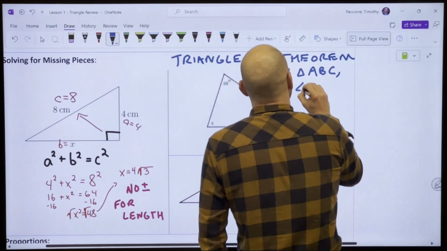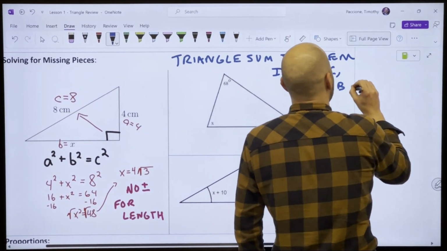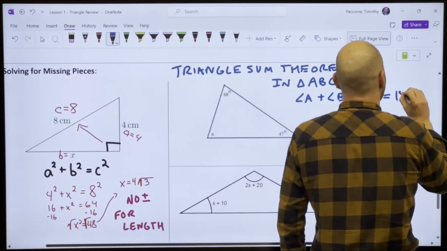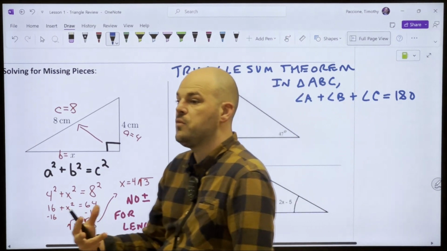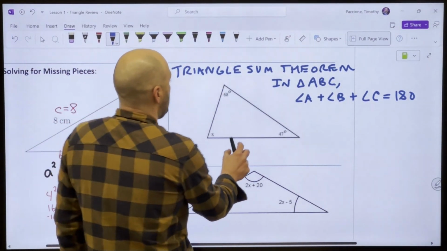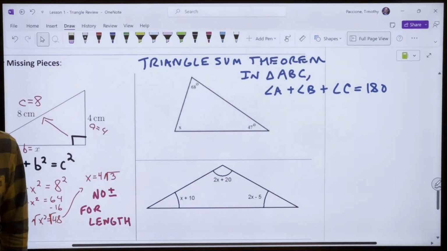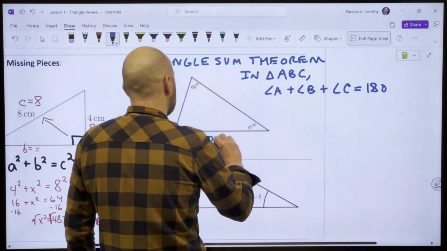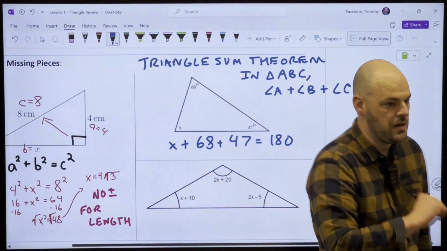ABC, angle A plus angle B plus angle C must equal 180 degrees, right? If you have three angles, they add up to 180. We talked about that. But when you put it into a formula like that, it makes it pretty helpful to find missing pieces. For instance, here, if I know this, this, and this add up to 180, I set up an equation that says x plus 68 plus 47 equals 180 degrees. And I just solve for my x.